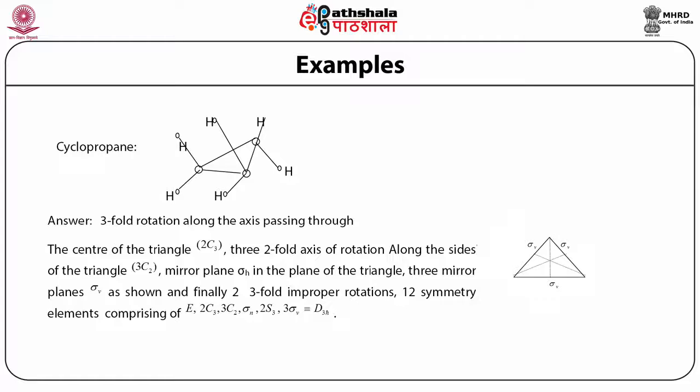And finally, there are 2 threefold improper rotations. So there are 12 symmetry elements comprising E, 2 C3, that is 2 threefold axis operations, 3 twofold axes of symmetry, 1 horizontal plane symmetry, 2 improper axes of threefold symmetry, and 3 mirror plane symmetries sigma v. So the group consists of 12 elements and is the group D3H.